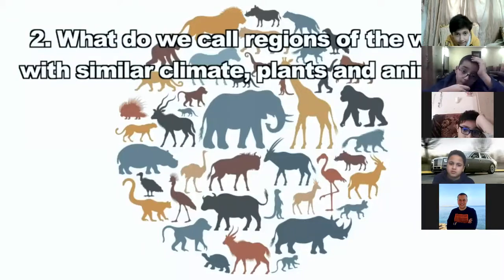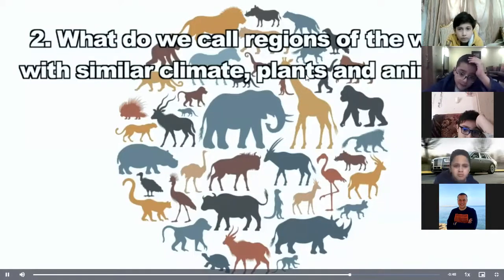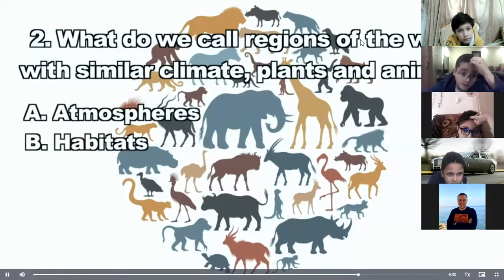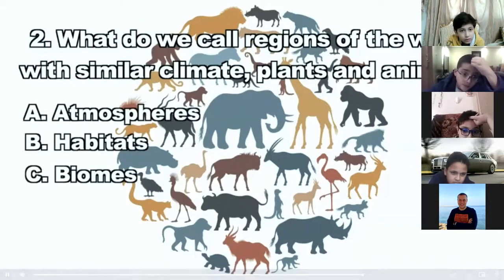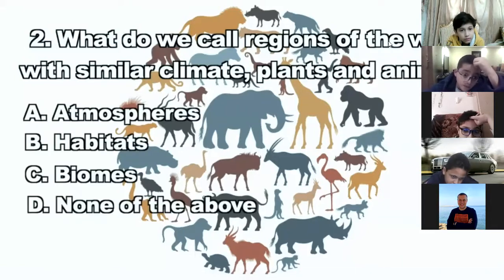Question 2. What do we call regions of the world with similar climate, plants, and animals? A. Atmospheres. B. Habitats. C. Biomes. D. None of the above.